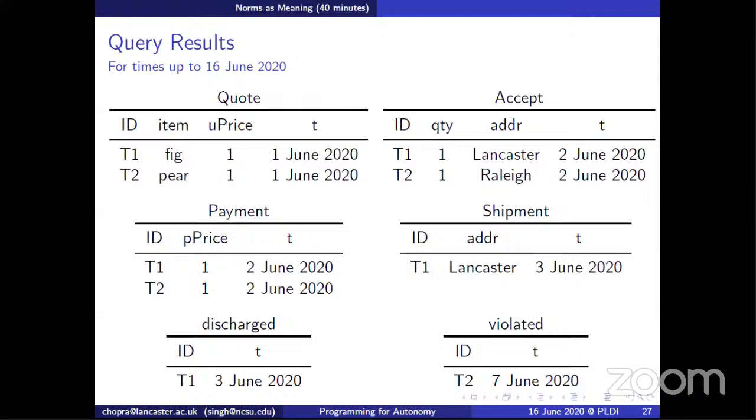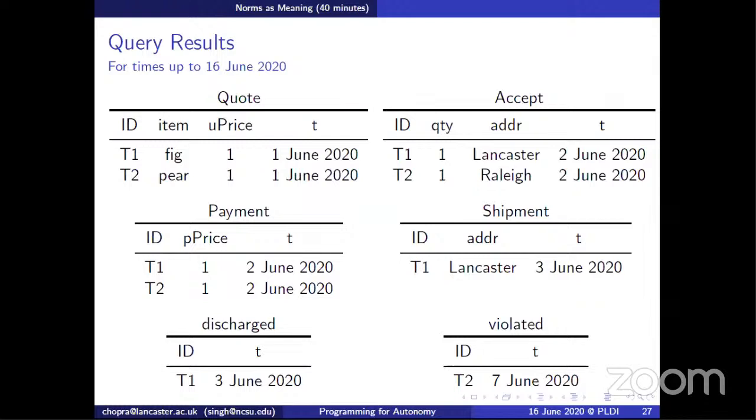Now, this slide shows how this technique works, how the queries work. So like Munindar was saying, you imagine a database where events are getting logged. So this is a database where all the base events are getting logged: quote, accept, payment, and shipment. And discharged and violated are virtual views over the base events. So imagine that there is a tuple in the quote table, which is T1, item is fig, unit price one, and T, in all the tables, refers to the timestamp when this event happened. So this event happened on the 1st of June. There is another tuple T2, item is pair, unit price is one, and this also happened on the 1st of June. And then accept happened for both of these tuples, T1 and T2, and the quantity and the address were specified. And that happened on the 2nd of June.